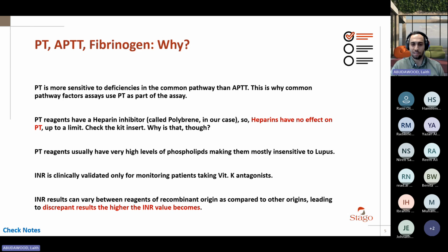Okay, what are the references that say that? First, CLSI. It tells you clearly INR is only validated for patients who are taking vitamin K antagonists. Again, most famous example is warfarin.